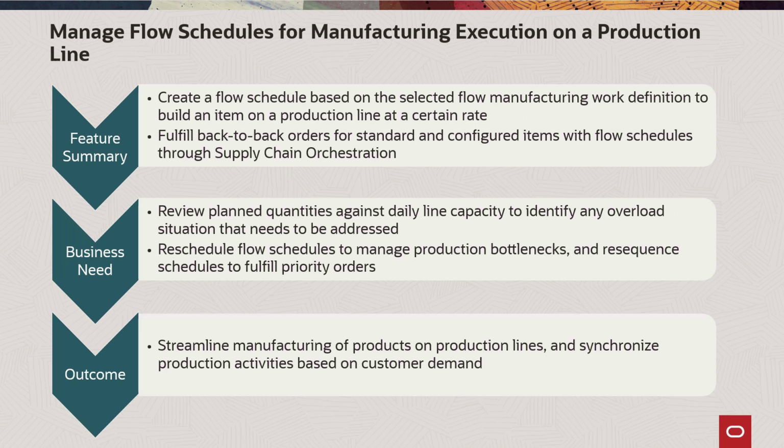Production is managed through flow schedules that are created and scheduled based on the line rate and available working hours. A flow schedule contains information about what needs to be produced, in which production line, by when, and in what quantity. With this feature, you can manually create a flow schedule for an item, based on the selected flow manufacturing work definition to build it on a production line, at a certain rate.